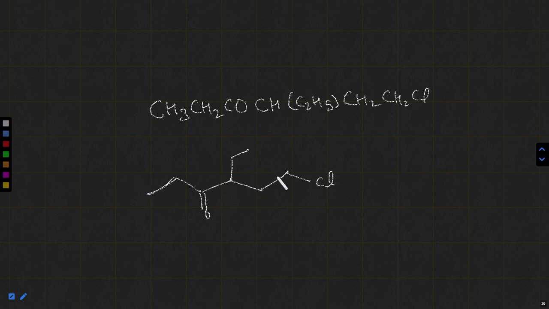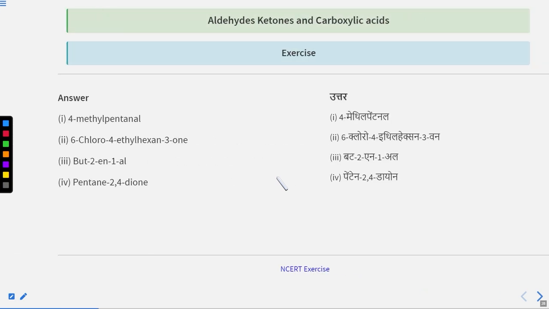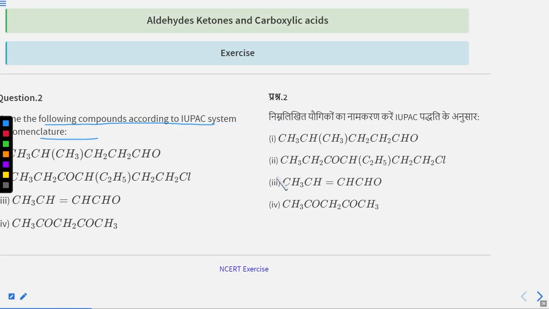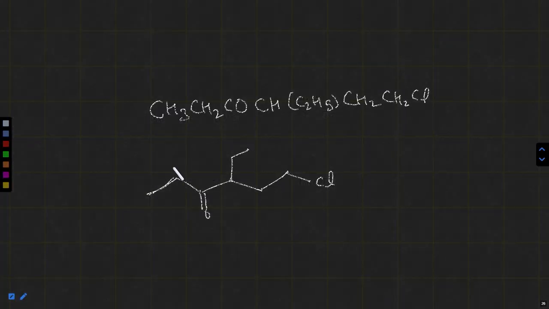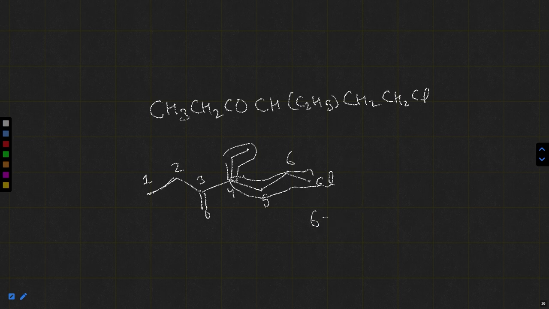Okay, just try to name this. The name will come out to be 6-chloro. Numbering 1, 2, 3, 4, 5, and 6. Out of these two, we have taken this one. Why? Because in this we have a functional group. So at 6th position we have chloro, 6-chloro.